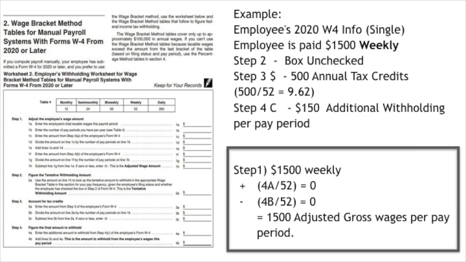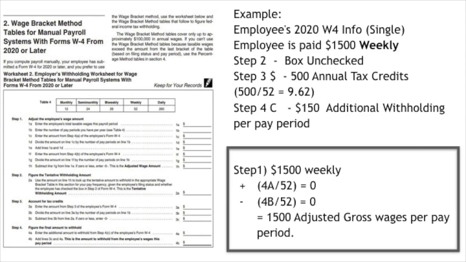If you look on the left-hand side of this sheet, this is Worksheet 2 that we are going to use to calculate the federal income tax using the wage bracket method when the Form W-4 is from 2020 or later years. So there are 4 steps. Step 1 is just the calculation of adjusted gross wages per pay period.